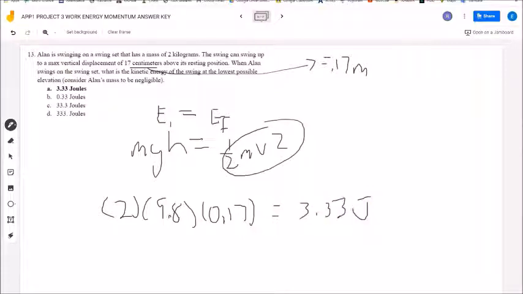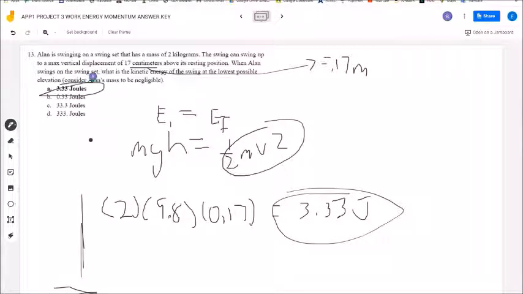And then conservation of energy, the energy initial equals the energy final. This should be the kinetic energy when it's at this lowest point, swinging down at the lowest point. Okay, all right, next question.